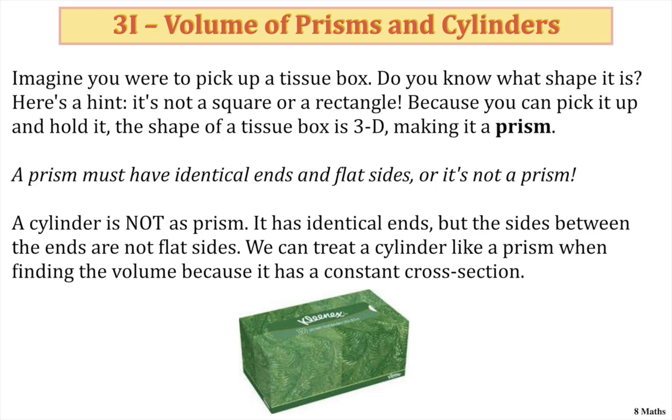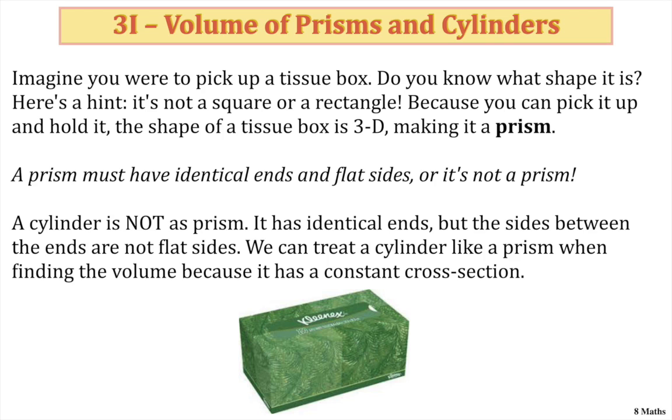A cylinder is not a prism. If I actually think of a cylinder, it's got identical ends because that end is a circle and that end is a circle. So it does have identical ends, but the sides between them are actually rounded. They've got to be flat sides in order to be a prism. Even though a cylinder works using a prism formula, it's not a prism.